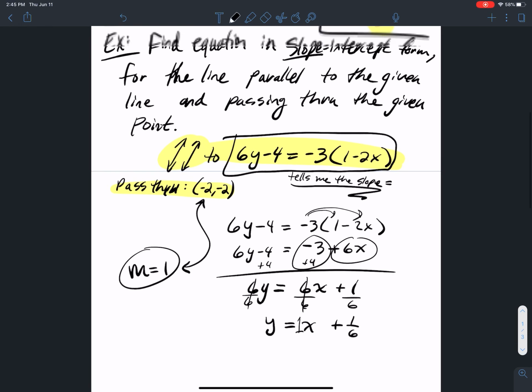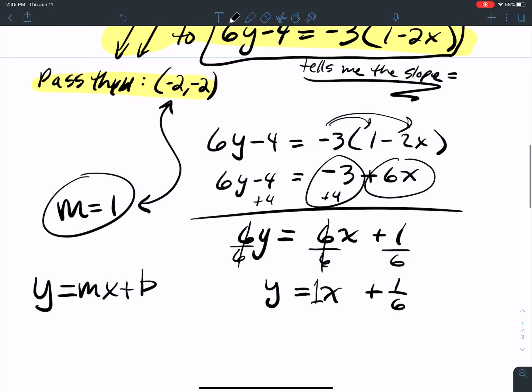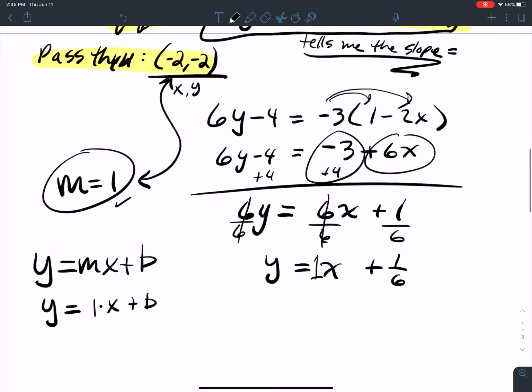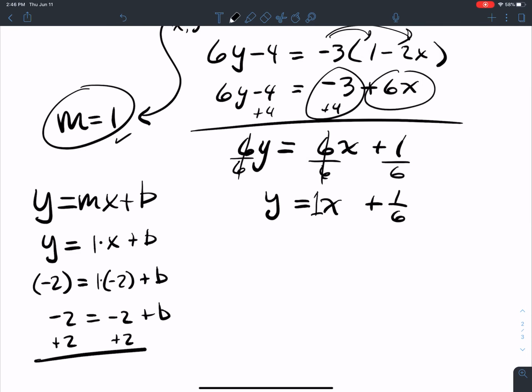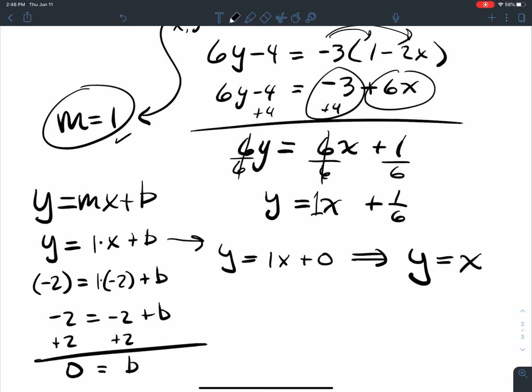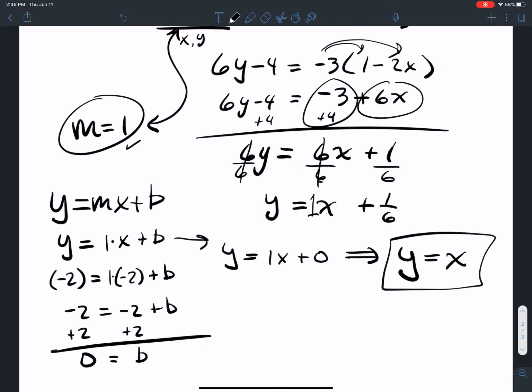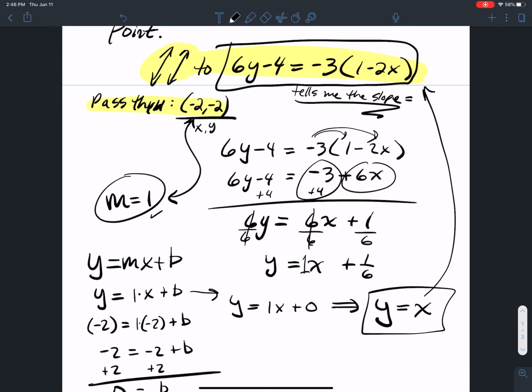Okay? So let's do slope-intercept form. y = mx + b. So y = 1, since I know m is 1, times x + b. And then I have the point. x is -2, y is -2. So I'm going to replace the y with a -2, and I'm going to replace the x with a -2. So I have -2 = -2 + b. If I add 2 to both sides, what do I get? b equals nothing. It equals 0. So this becomes y = 1x + 0, which simplifies to y = x. So my slope-intercept form of that line that's parallel and passes through the point (-2, -2) is y = x.